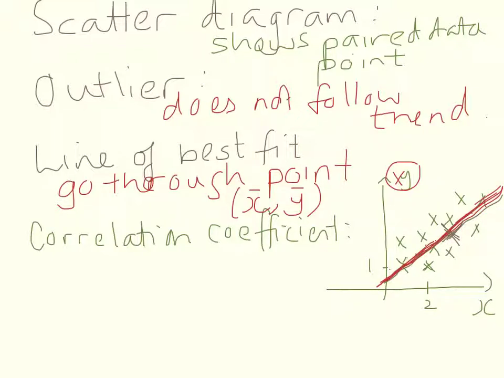Okay, the correlation coefficient, I talked about that a minute ago, that's the R value. And it measures the strength of the relationship. This relationship is quite strong here. I'd say the R value is 0.8 or 0.9.